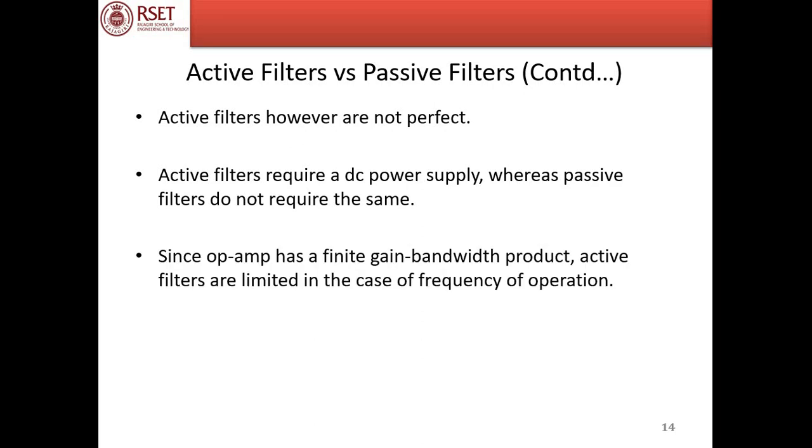Also, the frequency of operation of an active filter is limited. This is because an op-amp has a finite gain bandwidth product, and so the range of frequencies is limited for an active filter implemented using an op-amp. Another disadvantage of active filters is that they do not have the capability to handle a large amount of power. That is, active filters are generally low signal level circuits.